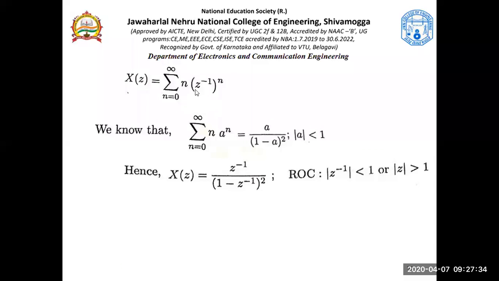Why are we doing this? Because there is an n which is happening for the first time. This didn't happen till now. Since we have taken a unit ramp, this is happening. So this is the standard summation you have to remember.